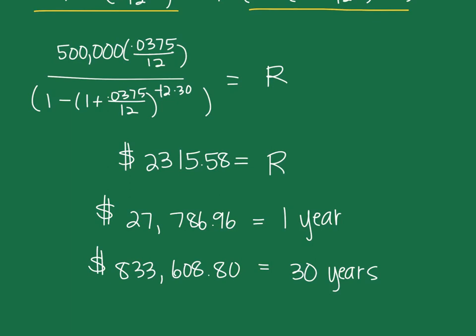Who's getting the better deal? The bank. Because how much extra money are they getting paid back? $333,608.80. That's how the banks make their money. They're happy to loan you money because they know that you're not only just going to pay that money back, but you're going to pay them back a lot extra. So that $500,000 house ended up costing $833,608.80.